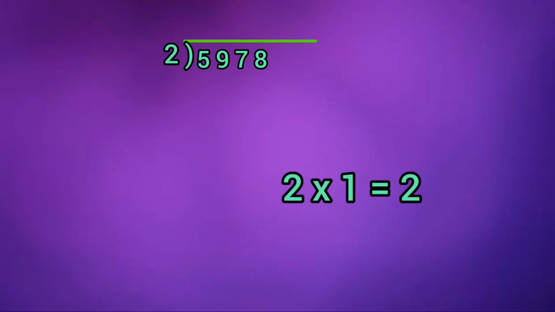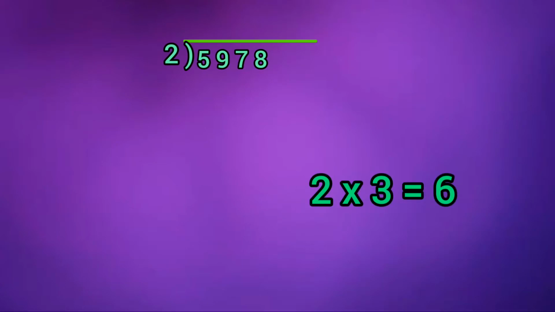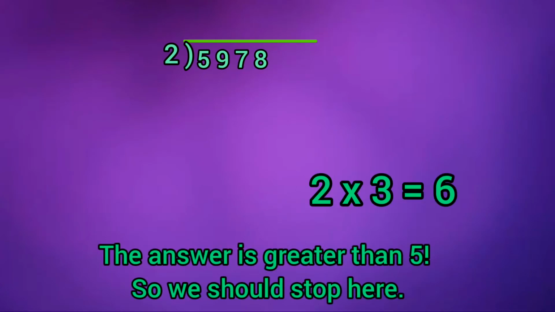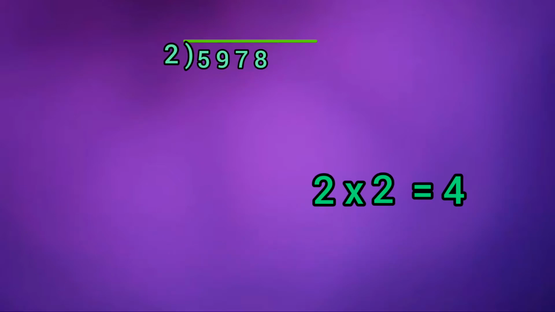2 into 1 is equal to 2, not divisible. 2 into 2 is equal to 4, not divisible. 2 into 3 is equal to 6. The answer is greater than 5, so we should stop here. The closest smaller number is 4. We should write 2 in the quotient and 4 below the dividend.